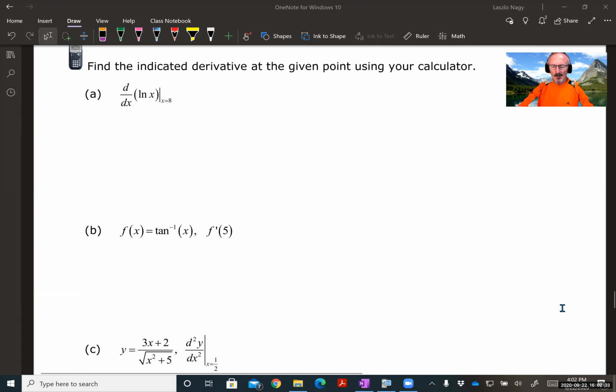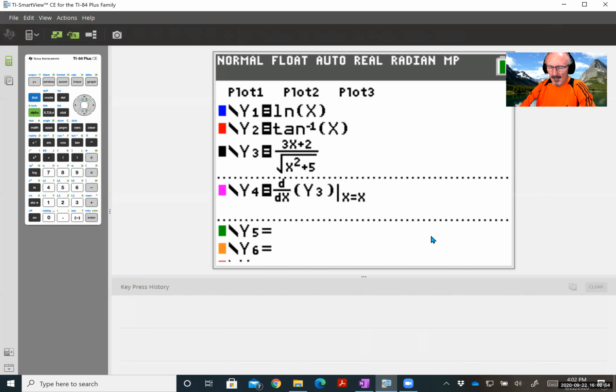Well, welcome back. We're going to take a moment to learn how to use our calculator to evaluate derivatives at a point. So here in question part A, we are asked to find the derivative of the natural log of x and evaluate at 8. Let's, at this point, go to our calculator. I have already placed the natural log of x in y sub 1.